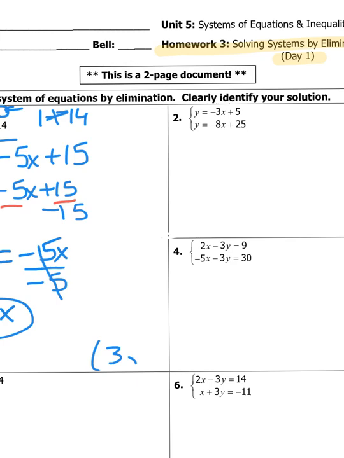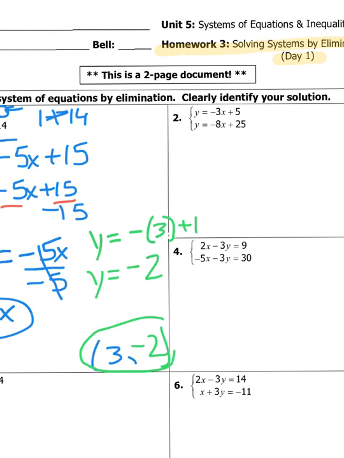times 4. But if I just take this 3 and I plug it in here, I get y equals -3 plus 1. Now that's a lot simpler of a problem, isn't it? Instead of doing 4 times 3, then actually subtracting 14, we just now know that we have a -3 plus a 1. And the answer is -2. So my solution to this problem is 3, -2.